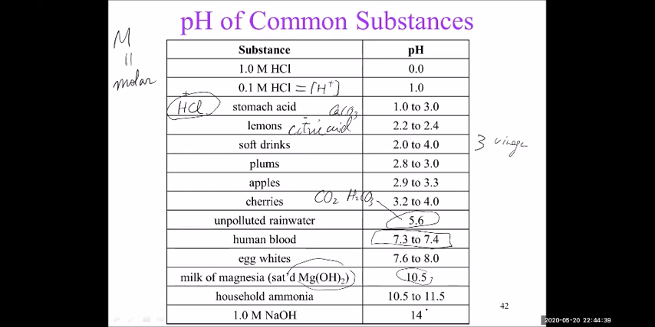1.0 molar sodium hydroxide is exactly 14. And the Drano, the drain cleaner, is even more than 14. So those are the pH of the common substances.